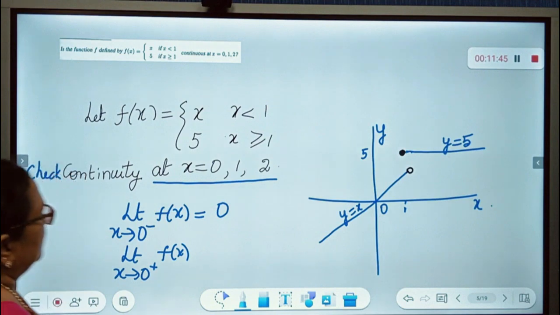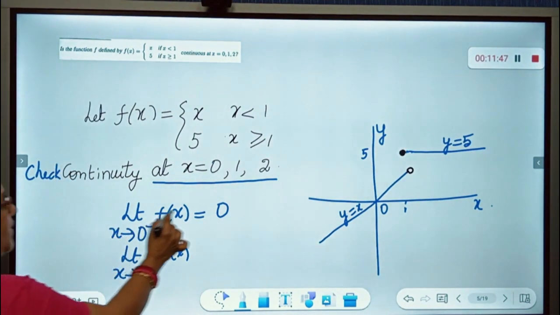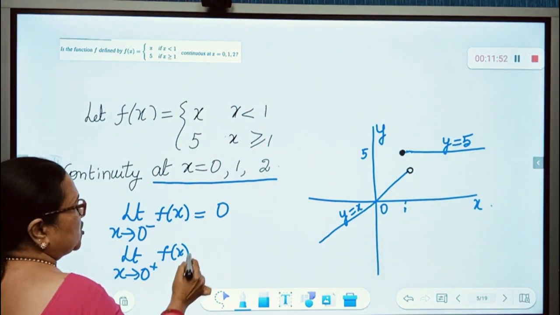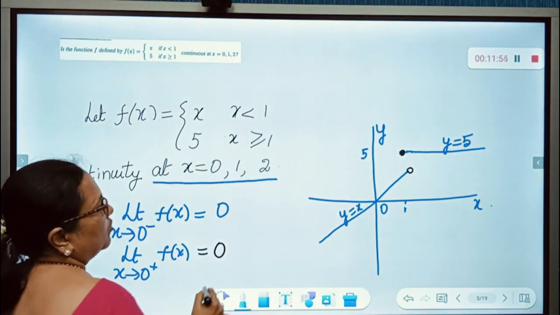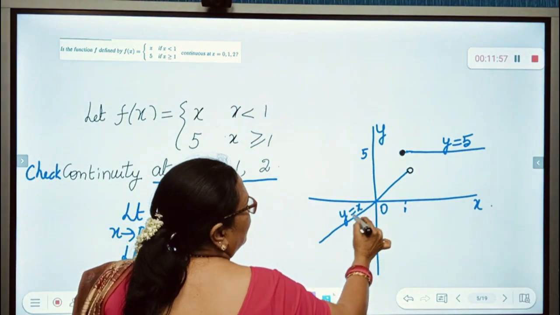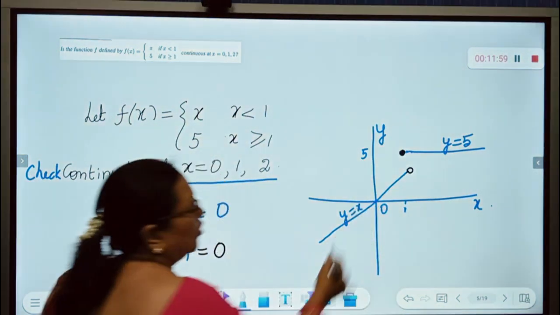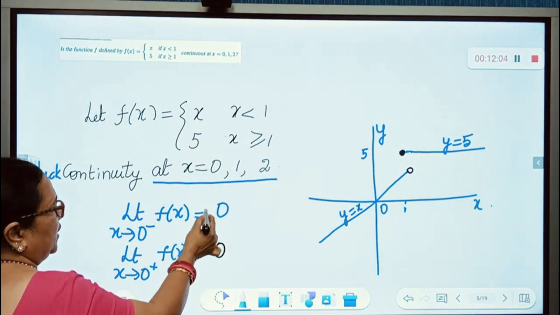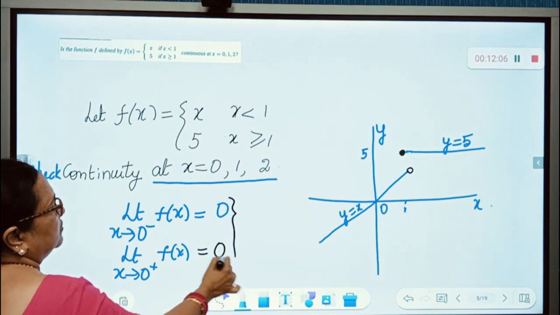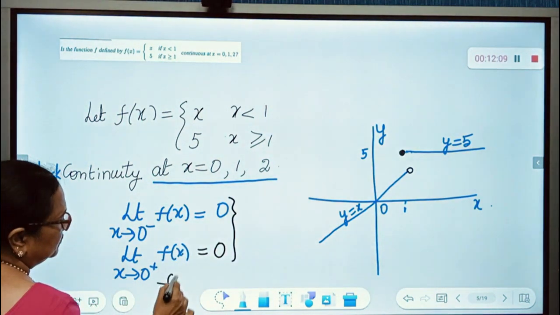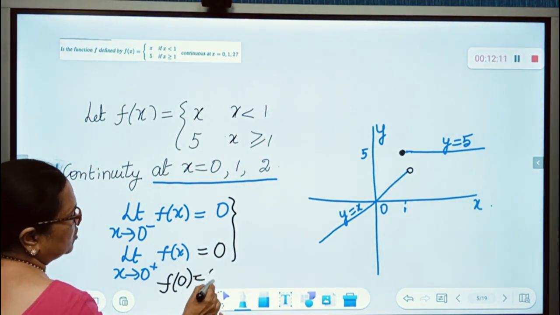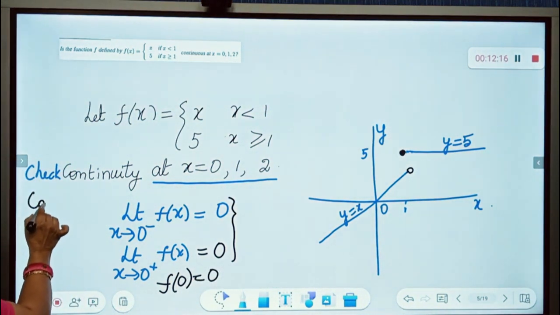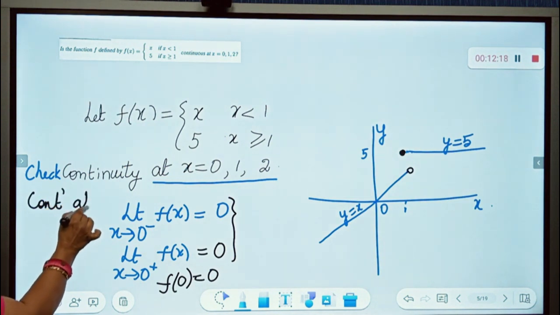At 1. So if you look at limit x tends to 0 minus of f of x, it is x. So it is 0. Limit x tends to 0 plus of f of x is equal to 0. So at 0, the value y is only x. What is x here? X is 0. So the limit exists and is equal to 0. What is f of 0? F of 0 is also 0. So at 0, it is continuous. So continuous at x equal to 0.